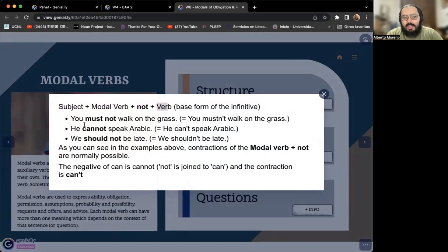You must not walk on the grass, which can also be you mustn't walk on the grass. He cannot speak Arabic. He can't speak Arabic. We should not be late. We shouldn't be late. Okay?